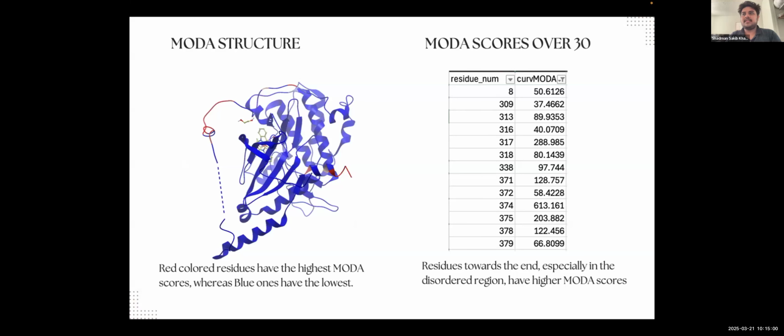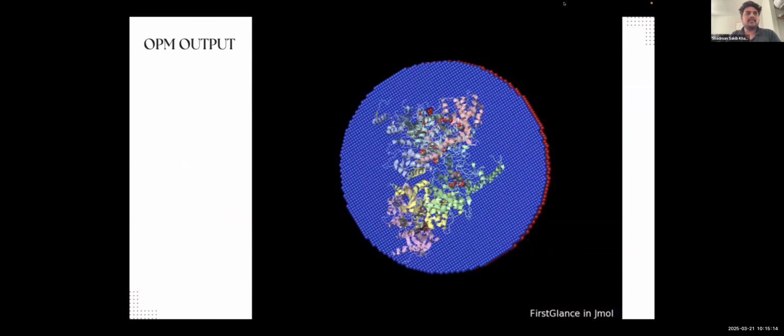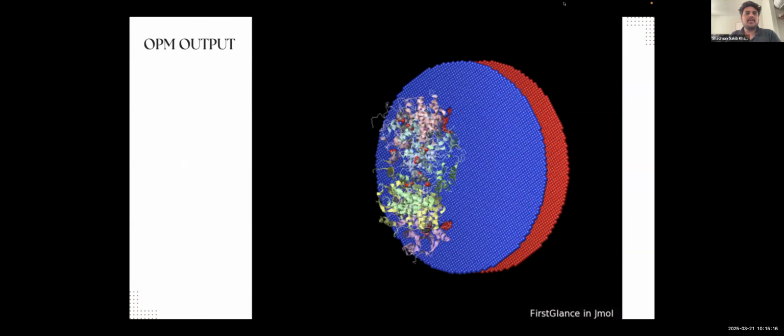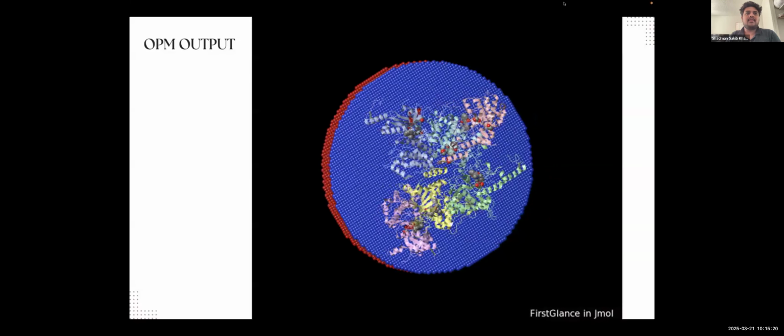From the MODA output, we can see that the last portion of the protein, specifically the disordered region, has higher MODA scores. And here's a GIF. I don't know if you guys are able to see it, for the OPM output, where blue is the inner leaflet of the plasma membrane and red is the outer leaflet.